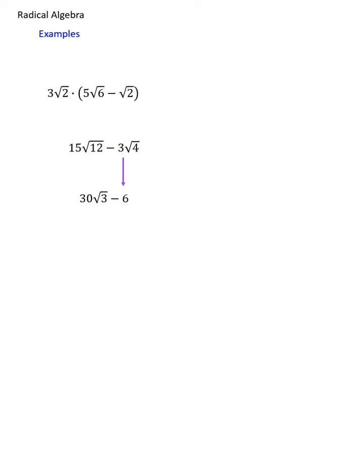Similarly, I reduced 3 radical 4 to 6. Here's the details. And now that I've reduced the radicals as much as I can, I have no like terms to combine. There's nothing else I can do to simplify this expression. Now I'm done with this problem, but there's a noteworthy comment about the problem and the answer.